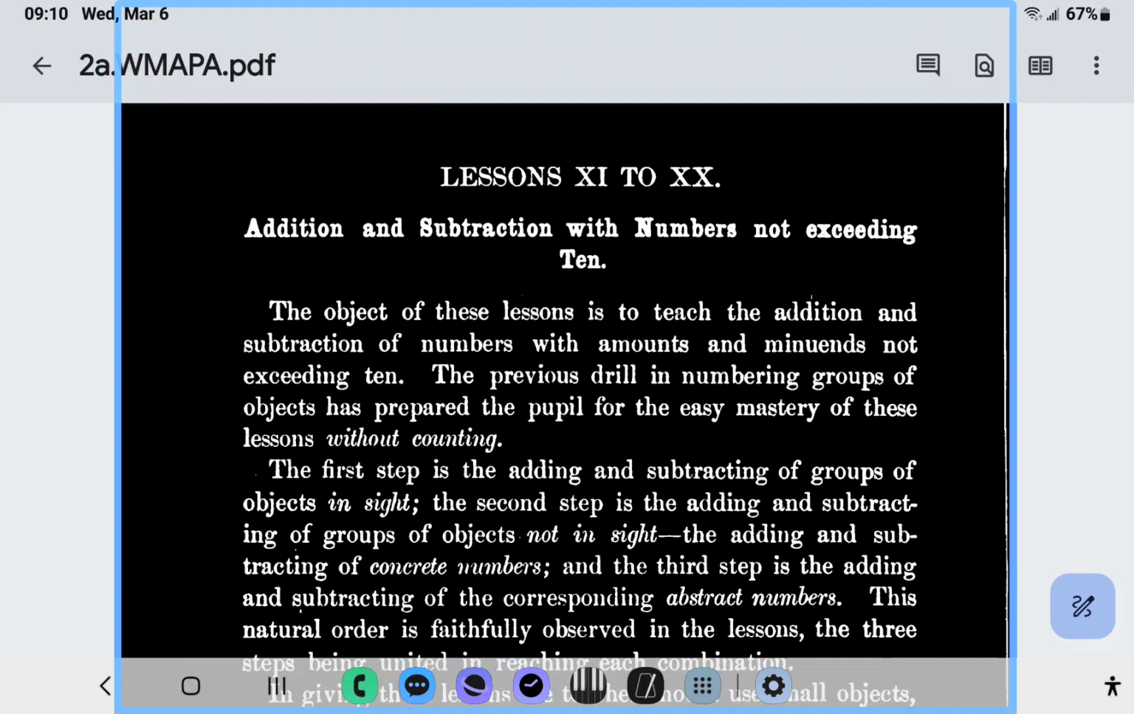Lessons 12 to 20. Addition and subtraction with numbers not exceeding 10. The object of these lessons is to teach the addition and subtraction of numbers with amounts and minuends not exceeding 10. The previous drill in numbering groups of objects has prepared the pupil for the easy mastery of these lessons without counting. The first step is the adding and subtracting of groups of objects in sight.